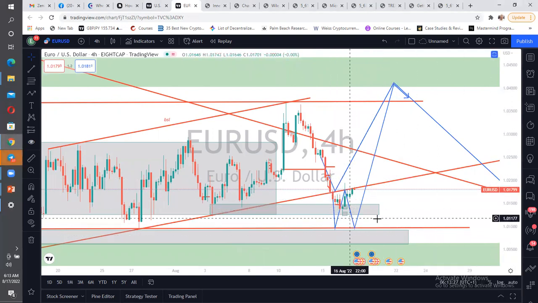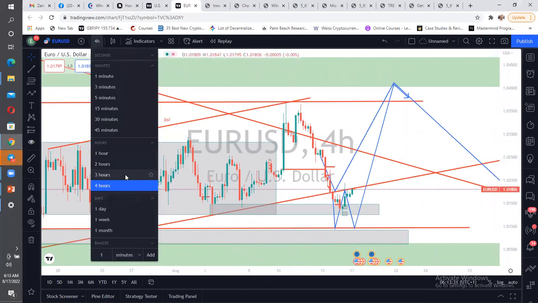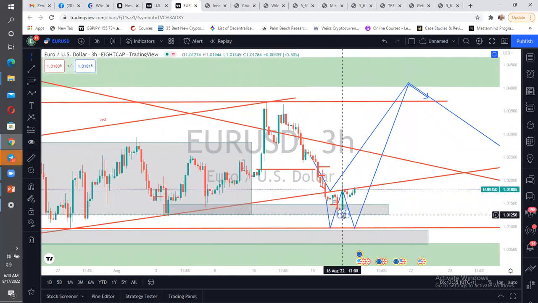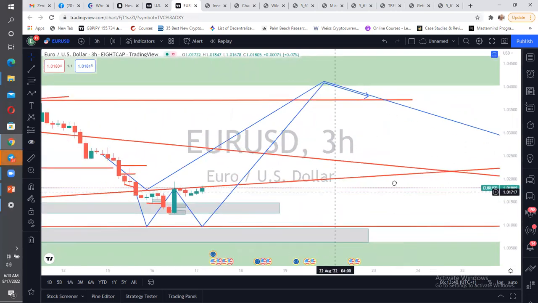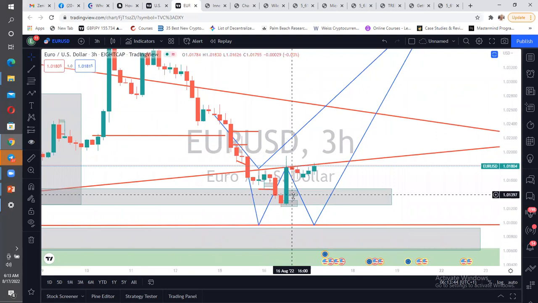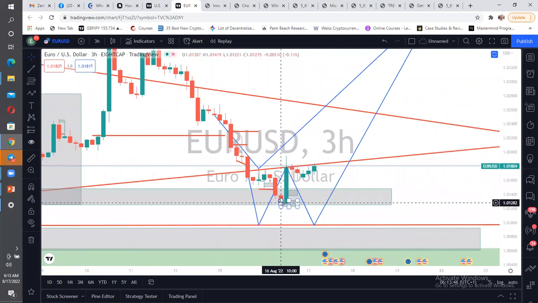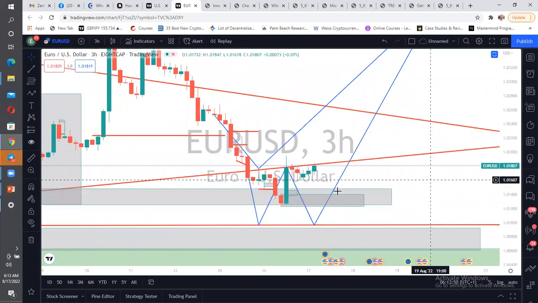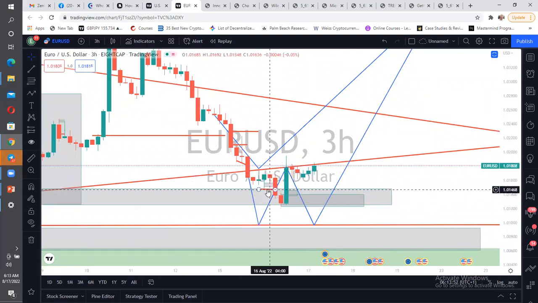But for now, we're still seeing a move to the upside. That is what we're seeing now. If you go to a lower time frame like 3 hours, you'll find the market has a fair value gap which they traded into. Then we also have this order block here, and this is a break of market structure.